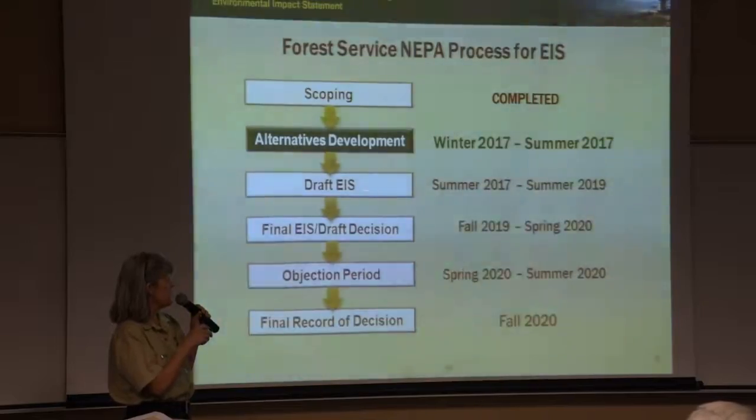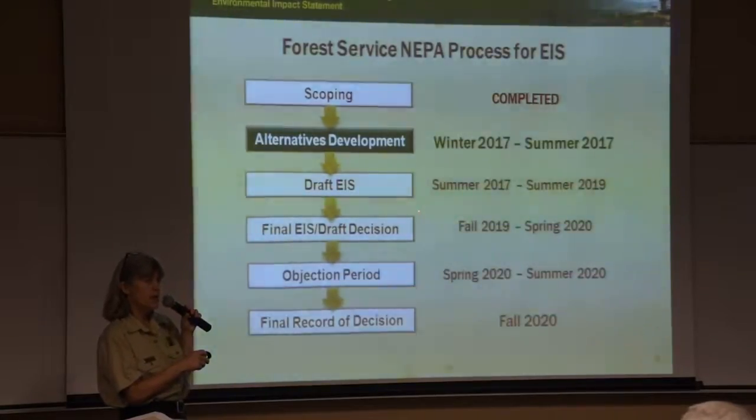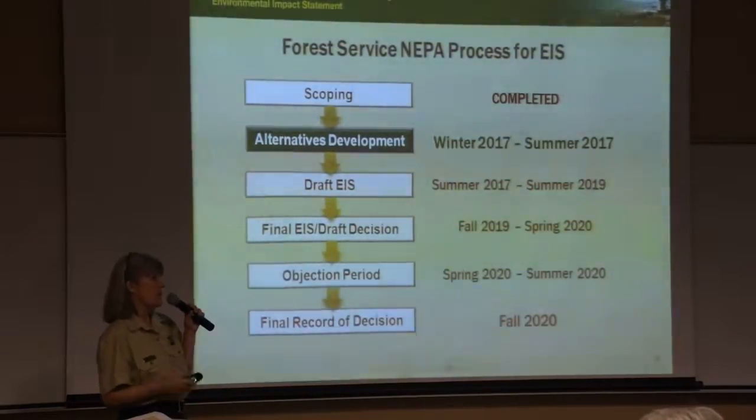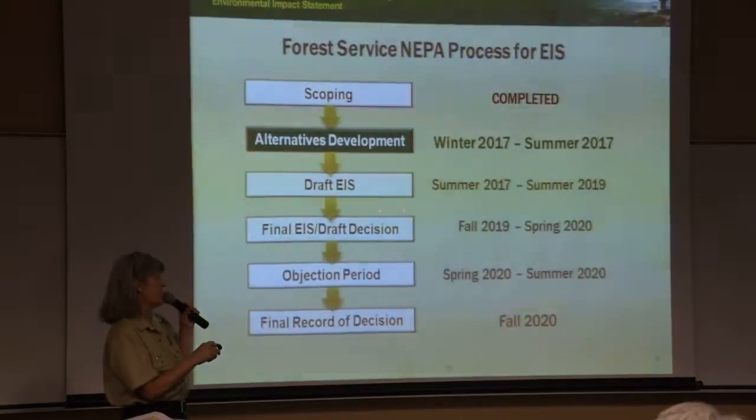Then the next step will be conducting the analyses and then disclosing those effects and publishing the draft EIS. We expect that to happen in summer of 2019, so that's 2 years out right there. And then beyond that, there'll be a public comment period on that draft. We'll take a look at that feedback, make modifications, put out a final EIS, and come up with a draft decision. We expect that to happen in spring of 2020.